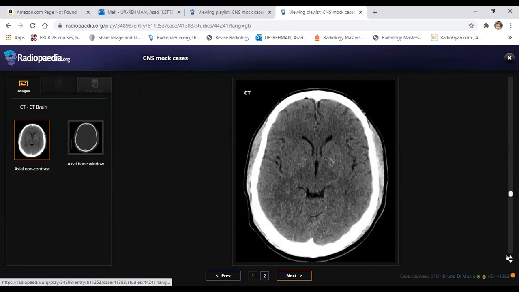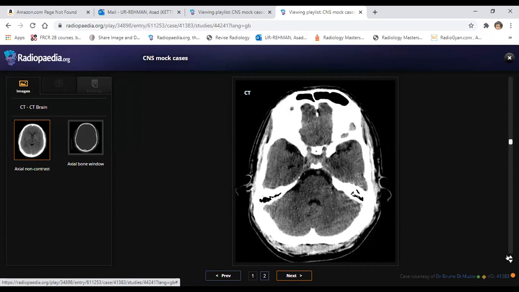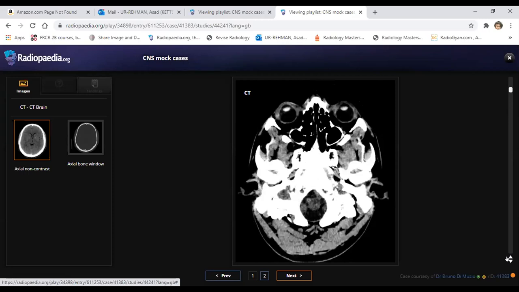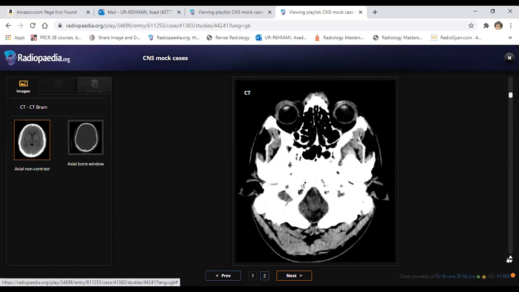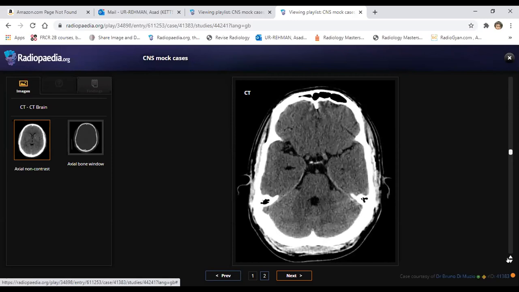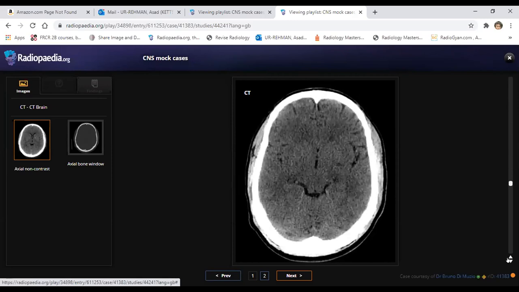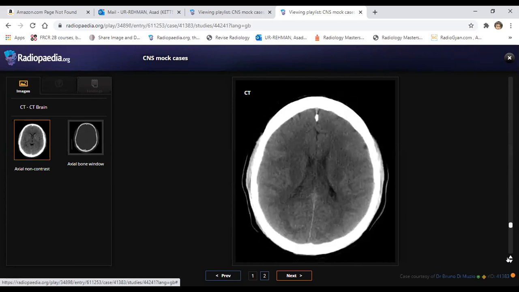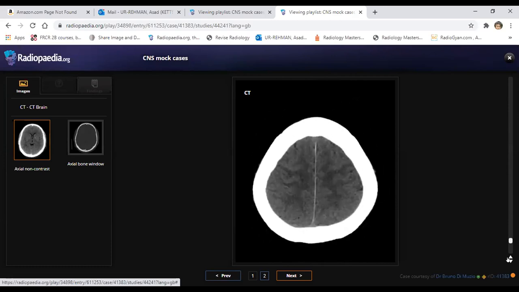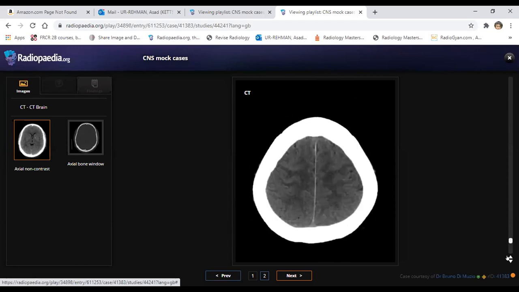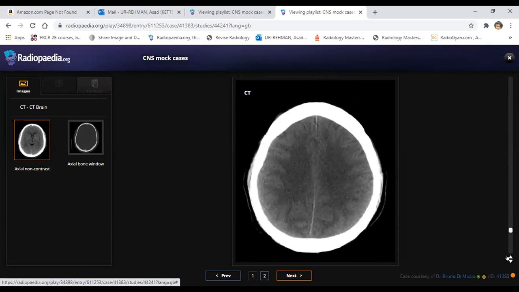It's a 35-year-old with headache. So I'm seeing the axial non-contrast images. So I'm trying to scroll. One second. So I'm looking at below upwards. The temporal lobe, the frontal lobe. The ventricles. Can you go up? Okay, sorry. I'm looking at the frontal parietal lobes, the white matter, the gray matter.